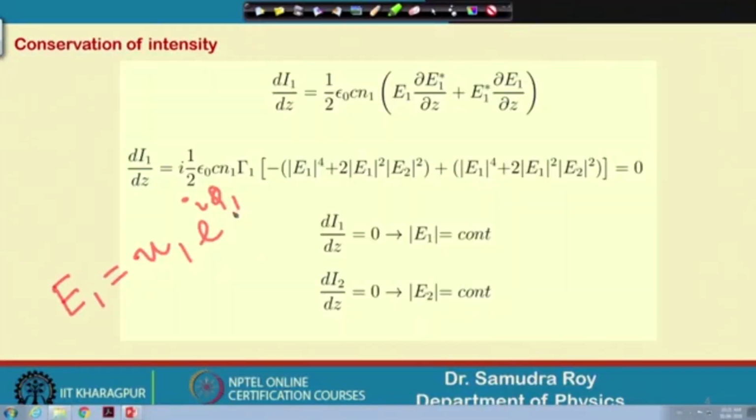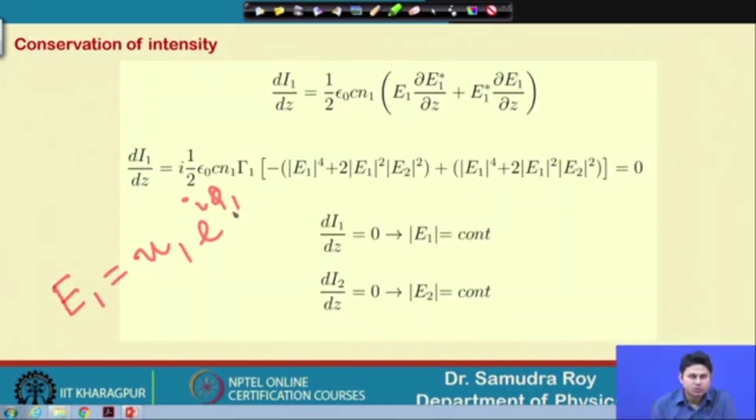Once E1 is a complex quantity, then what do we do? We just divide it into two parts, the amplitude part and the phase part. If you look carefully here, we divide this into two parts, U1 and i phi 1. U1 is a real quantity and phi 1 is also a real quantity, and they are written in the standard way, the way we always write a complex term. It is r e to the power i theta, something like this.